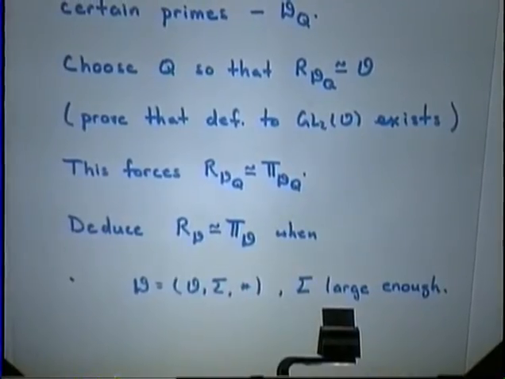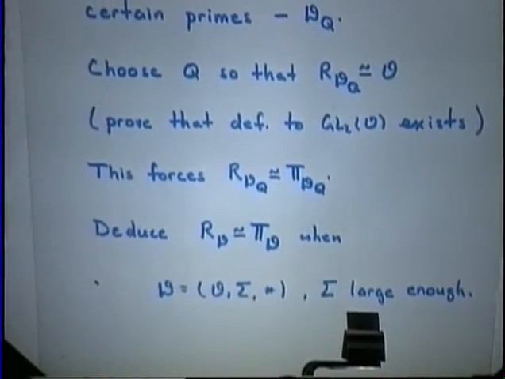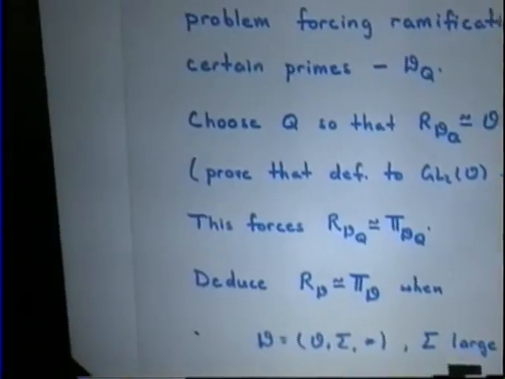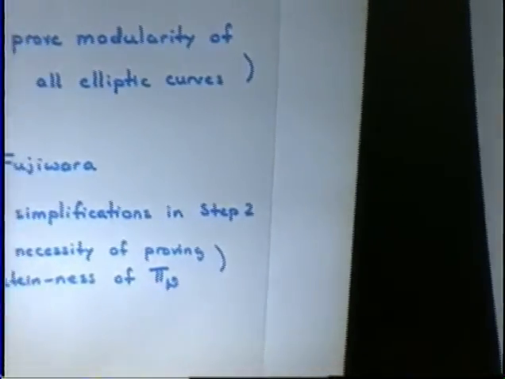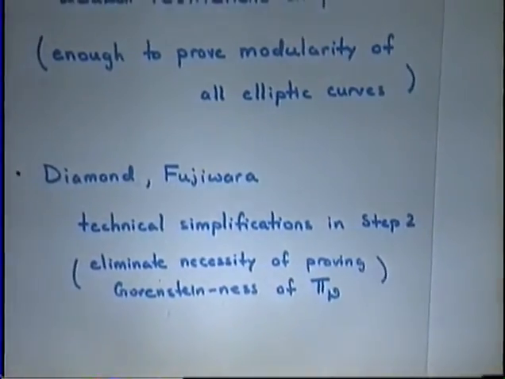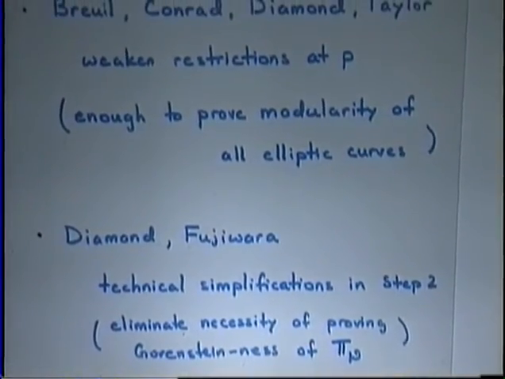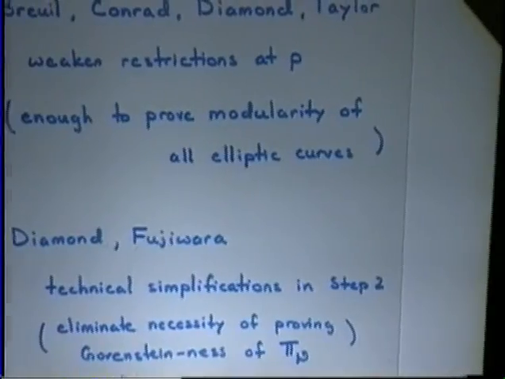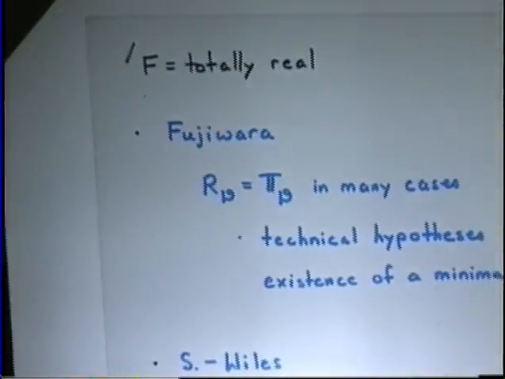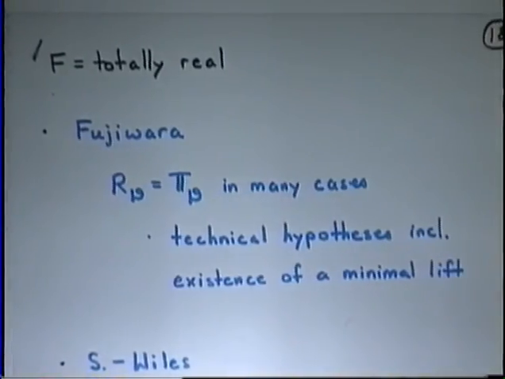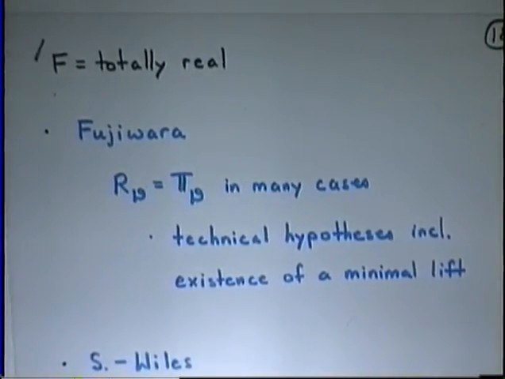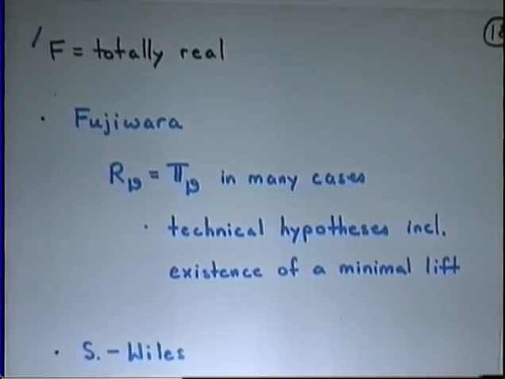So those are sort of the results over Q. This technical simplification that I alluded to of Diamond and Fujiwara makes it possible to obtain some results now with Q replaced by a totally real field. Fujiwara has worked very hard on this and has a number of preprints claiming to have proved R equals T^D. So the result is that the deformation ring is isomorphic to a Hecke ring in many cases.